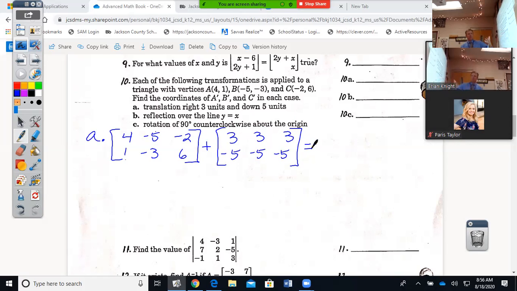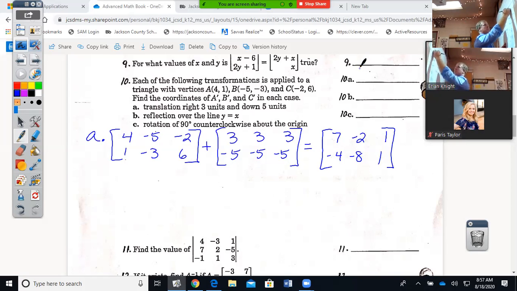And then you just add them up. So this is going to be 7, -2, 1, and -4, -8, and 1. Okay. And I know I didn't give you a lot of room up there, but you just squeeze it in as best you can.